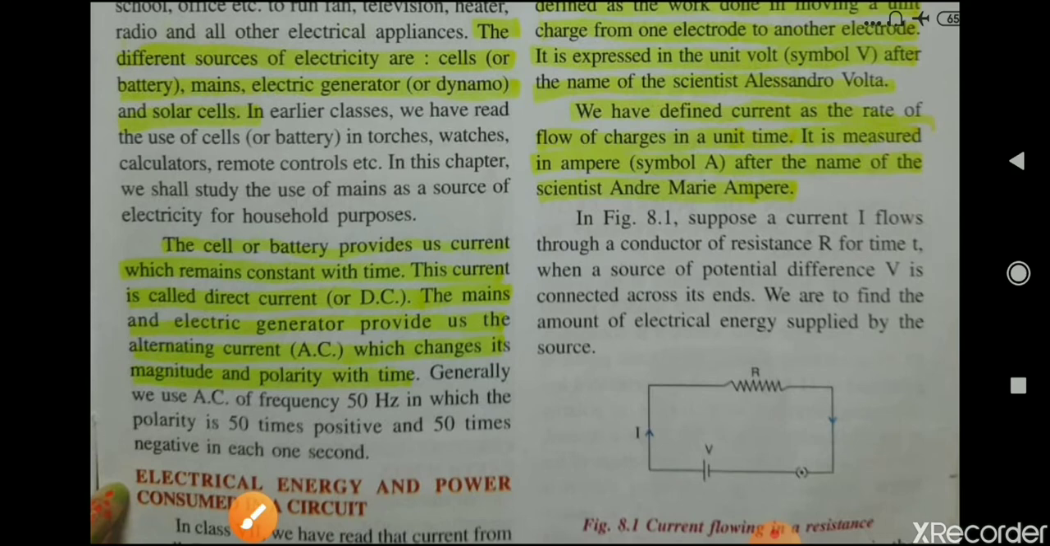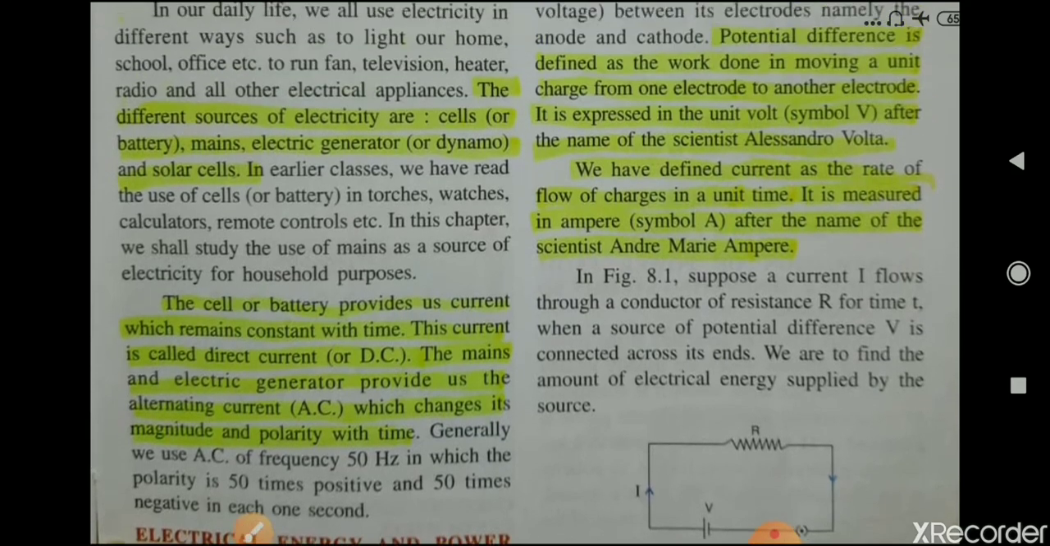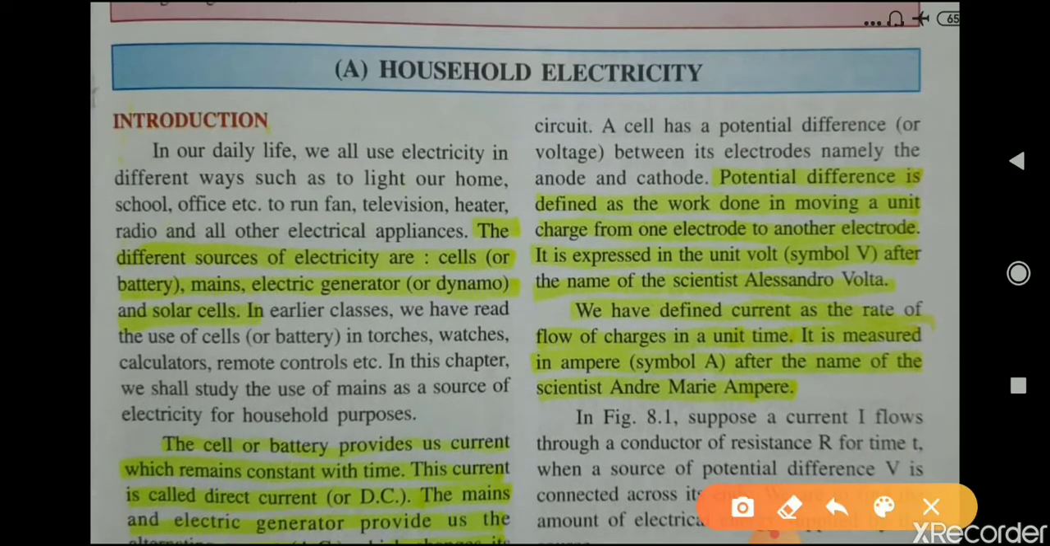Now, electrical energy and power consumed in a circuit. A cell has a potential difference between its electrodes, that is, anode and cathode. The potential difference is defined as the work done in moving a unit charge from one electrode to another, and it is expressed in the unit volt. Okay, that is symbol V. So what is potential difference? Potential difference is defined as the work done in moving a unit charge from one electrode to another electrode.